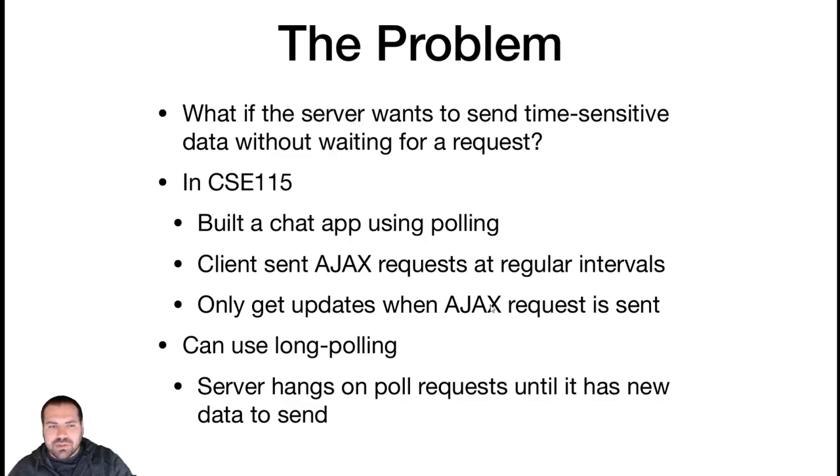So what we did was use something called polling, where we wrote some JavaScript that had our clients send an AJAX request to get the latest chat at regular intervals. So if you have it set for like 1 second, every second you're going to ping the server, say, hey, you got any new chat for me? And then the server can respond. This was our solution to that problem in 1.15.